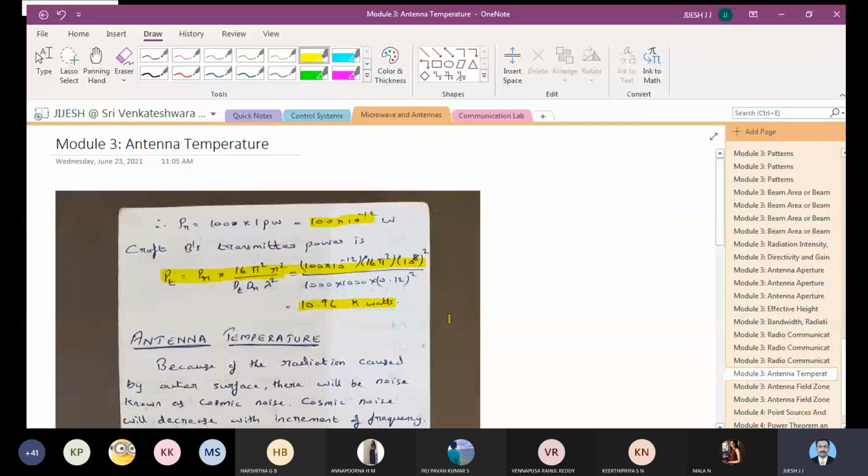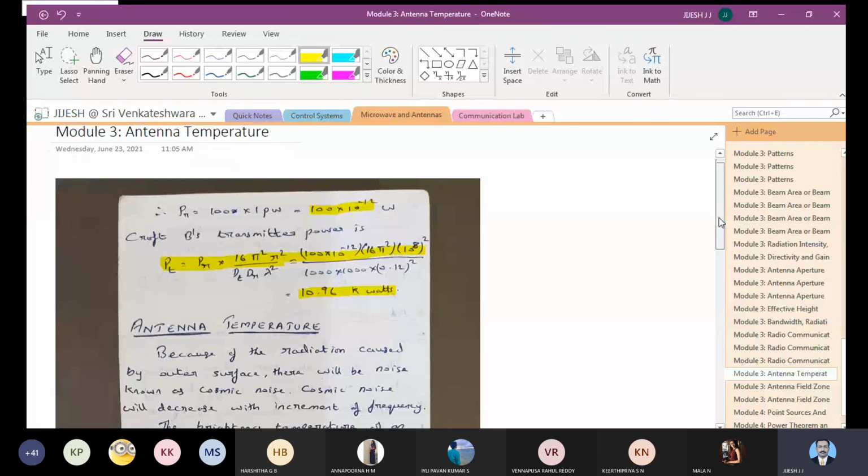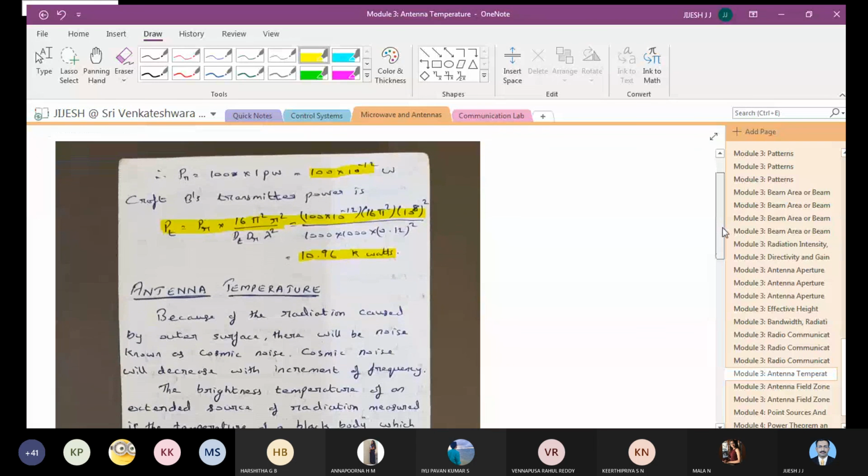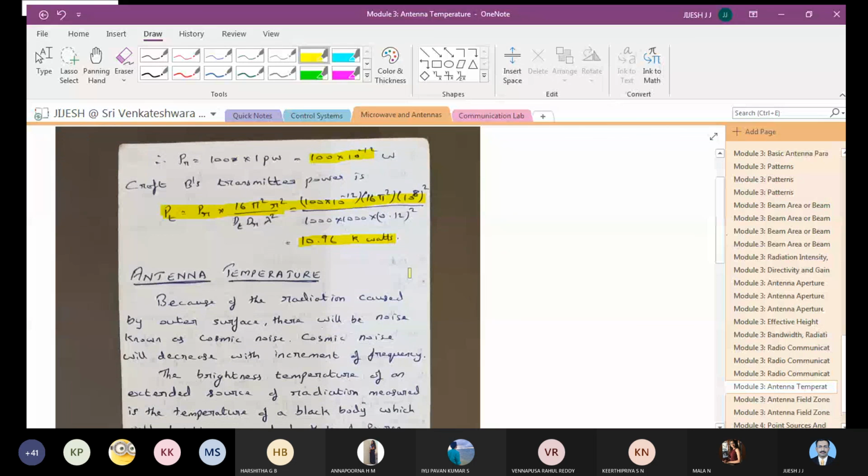So all of you complete this problem, and you will get it as kilowatt. Okay, so with that, we will stop for today.